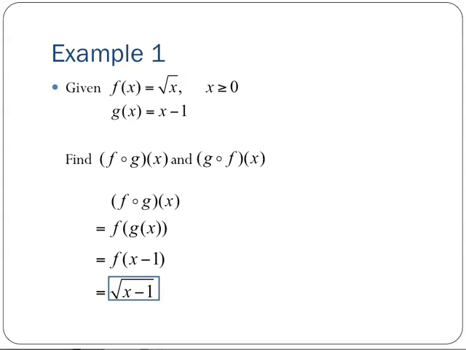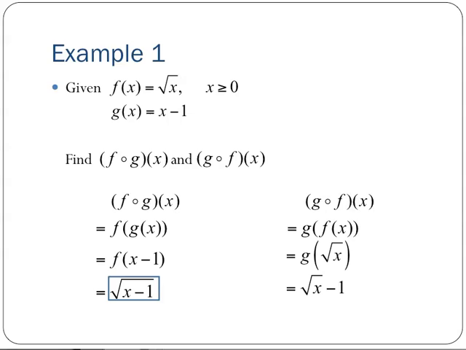All right, for the second one, g composed with f. Now f is the inner function and g is the outer function. So the inner function being the square root of x, now we plug the square root of x into our function g of x, which is x minus 1. So instead of the x, we are going to write the square root of x minus 1. And so you can see the difference between those. One has the minus 1 inside the square root, one has the minus 1 outside of the square root, just to clarify.